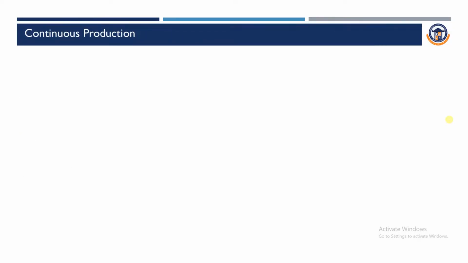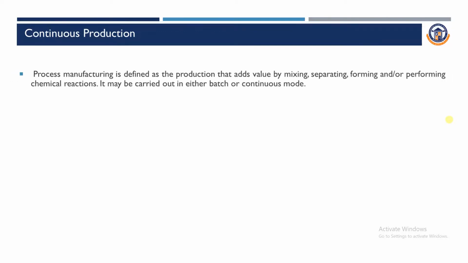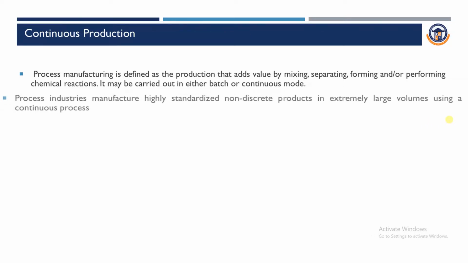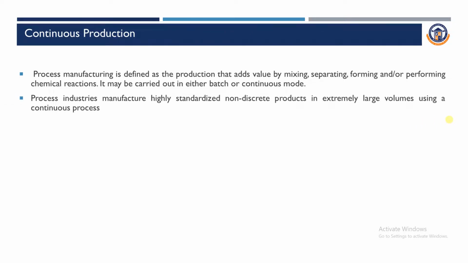And moving on to the third classification of production system, it's called continuous production system. So as the name indicates, the system is predominantly used in process manufacturing. So the process manufacturing is defined as a production that adds value by mixing, separating, forming, or by performing some chemical reactions. So it may be carried out in either batch or continuous mode. So the process industries manufacture highly standardized non-discrete products in extremely large volumes using a continuous process method. Products that flow into continuous streams fall in this category.